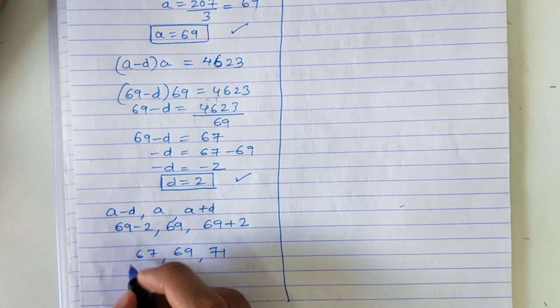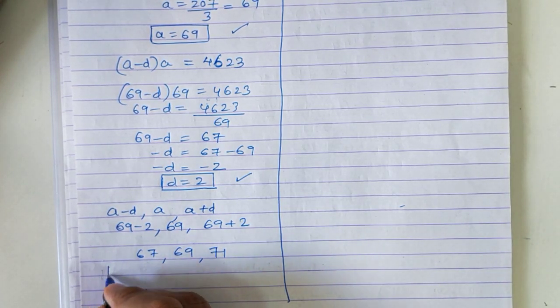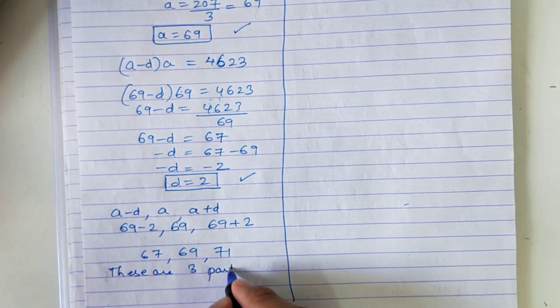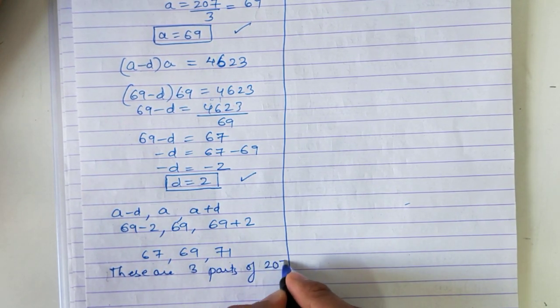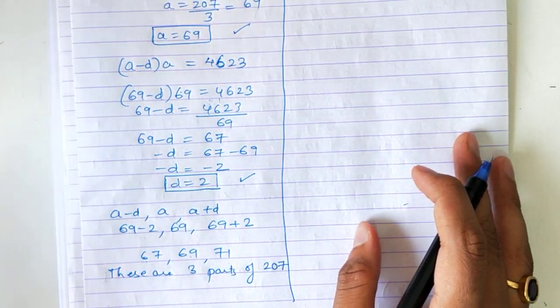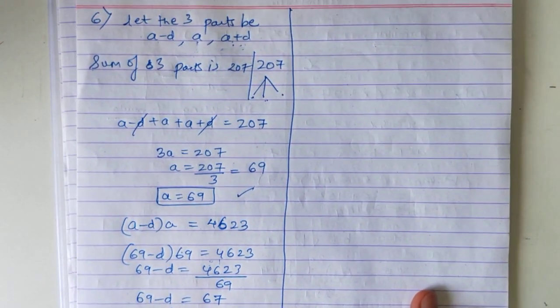Okay, so my three terms are, these are the three terms, these are the three parts. I'll write here, these are the three parts of 207. When you add them, you will get 207. Okay, I hope this was a simpler sum.